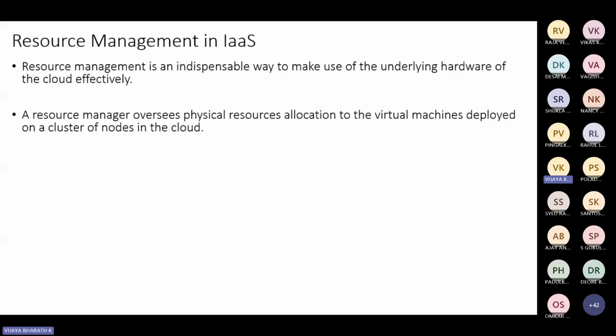Here a resource manager takes care of all the physical resource allocation to those virtual machines on a cluster of nodes. It is not a single node. A node is nothing but a rack. A rack will have 5 to 10 servers, and that single rack will be called a node. That node gives a consolidation of the server CPU, memory, and storage in that rack.